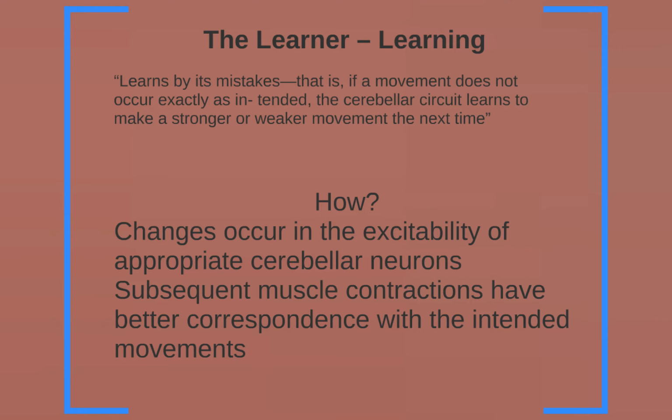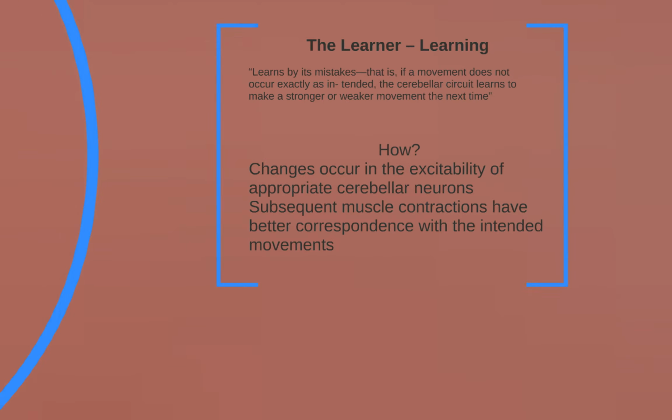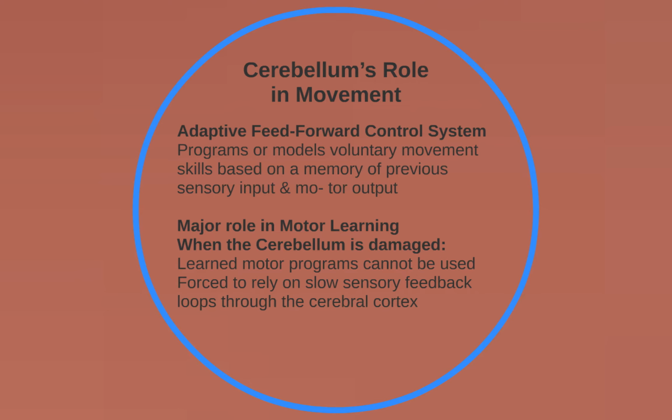Okay? Now, how does this occur? Well, it occurs really from a neuronal standpoint. These changes occur in the excitability of the appropriate cerebellar neurons, ultimately giving the muscle contractions a better correspondence with the intended movement. So what does all this mean in the real world?